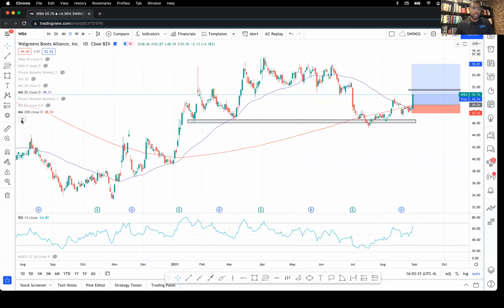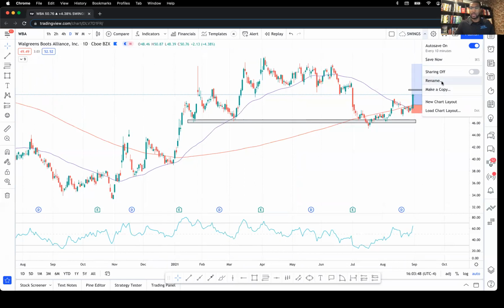Save the chart, so you don't have to keep doing this every time you open up TradingView. You can save the chart. Go to the right side here. Mine is saved as swing. This is my setting for my swing trades. If you want to save this, you click this cloud, and then you drop down and you can save as, rename, make a copy, upload a new chart, however you want to do it.